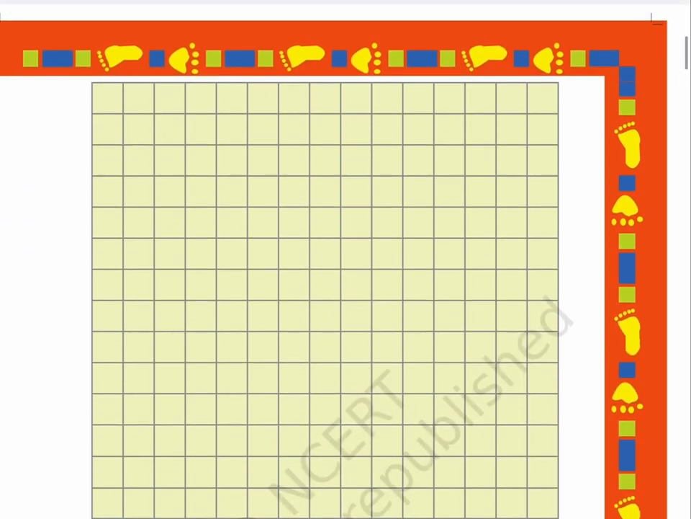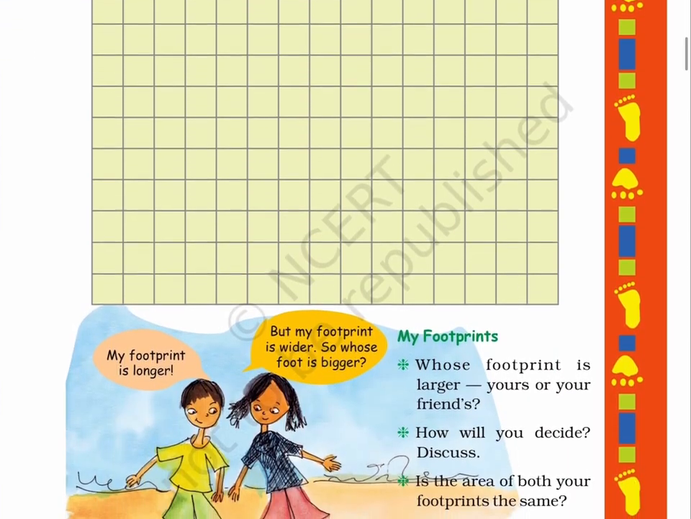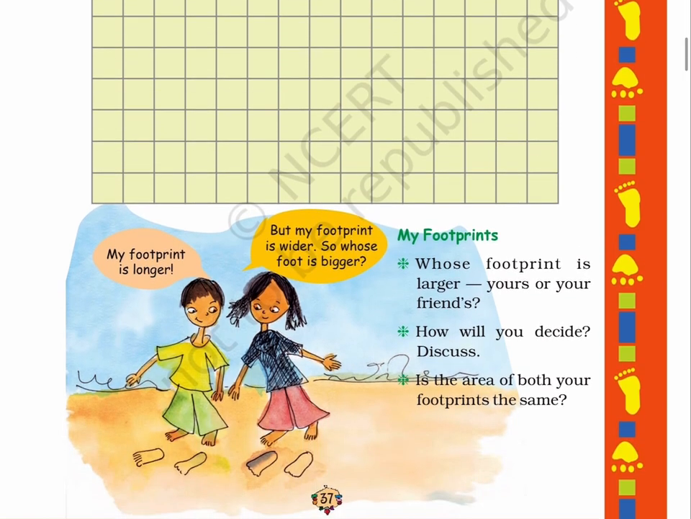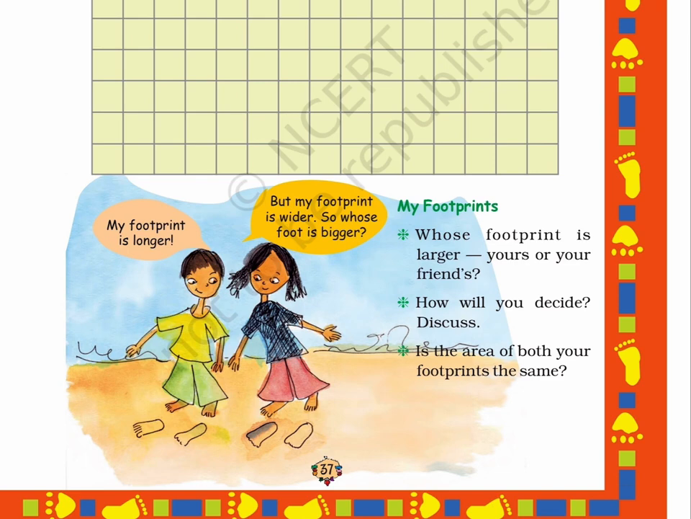Page 37. On top of this page we have a grid structure made by many squares. Below this there is a picture. A boy and a girl are making their footprints on the sand below. The boy tells the girl, "My footprint is longer." The girl responds by saying, "But my footprint is wider. So whose foot is bigger?" My footprints. Question. Whose footprint is larger, yours or your friend's? How will you decide?